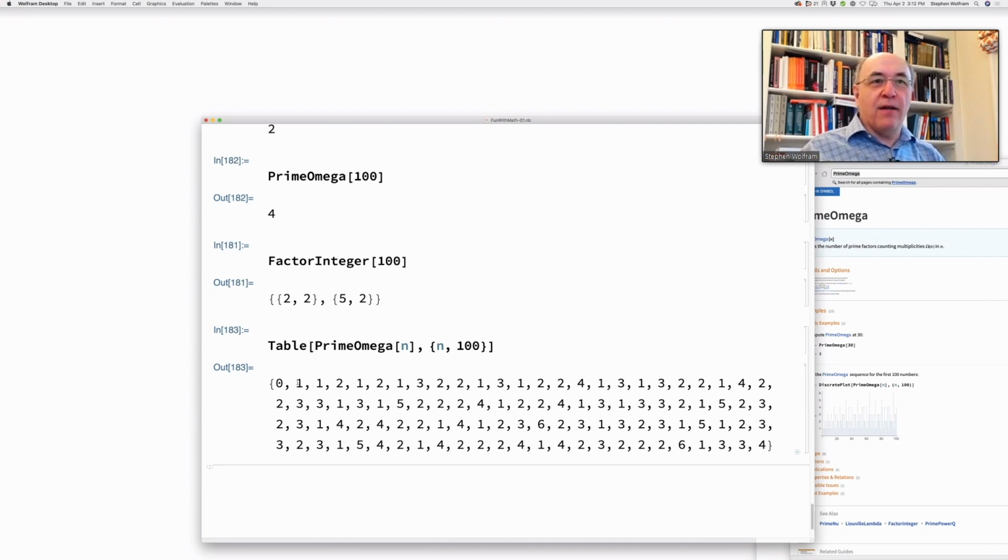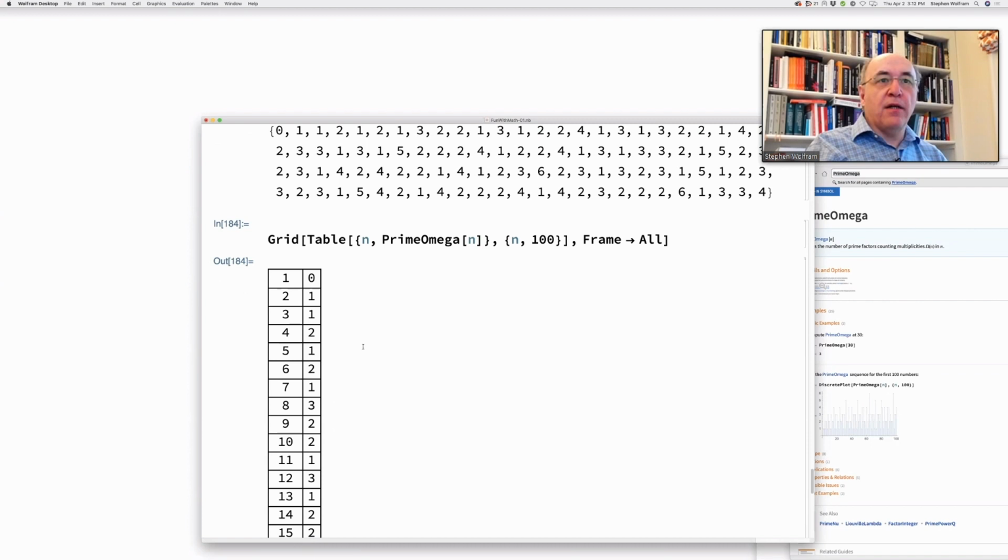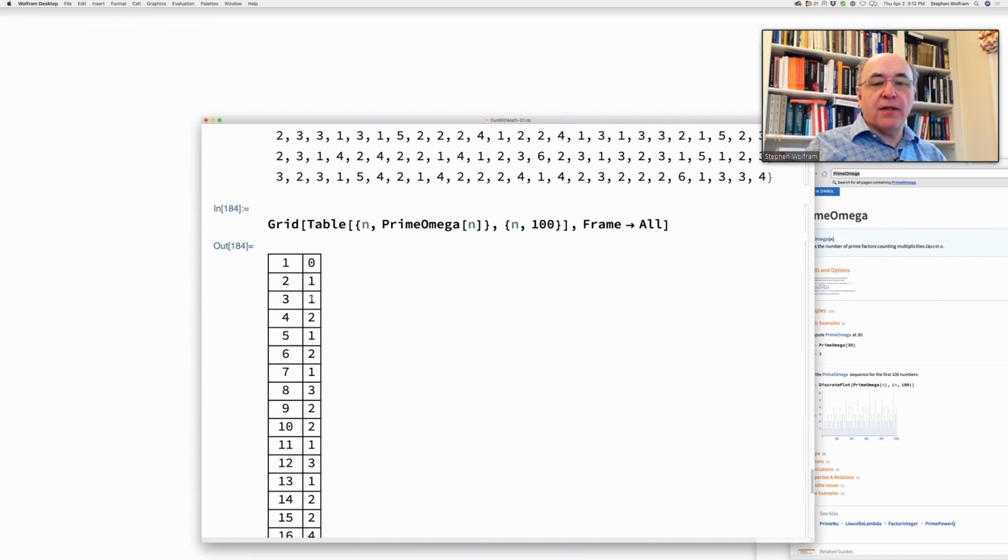So let's make a little table here. Let's line up n and prime omega of n, and make a grid of those. Let's put that in a frame. This shows us the number and the number of primes we have to multiply together to get that number. 3 is a prime, so we only have one thing to multiply. 4 is 2 times 2, so there are 2 numbers. 6 is 3 times 2, so 2 numbers. 8 is 2 times 2 times 2, so 3 numbers.